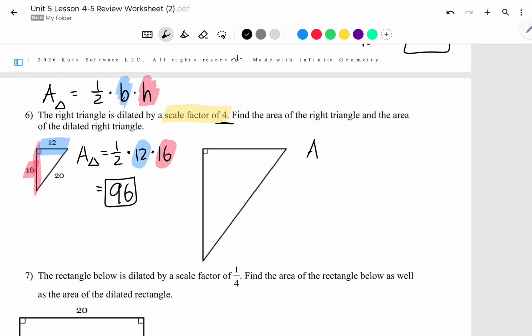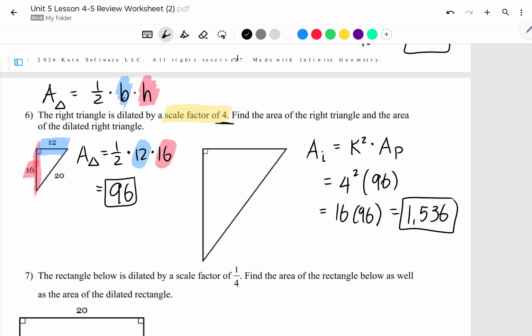So area of the image is equal to the scale factor squared times the area of the pre-image. So the scale factor is 4 squared. The area of the pre-image is 96. So that should be 16 times 96. What is that? 16 times 96. That's going to be 1,536. Okay? That's it. Let's keep going.